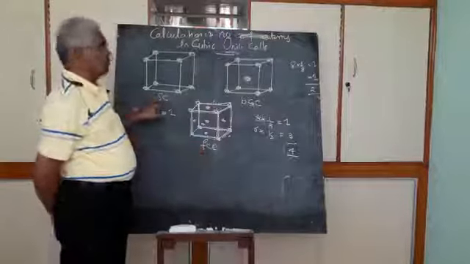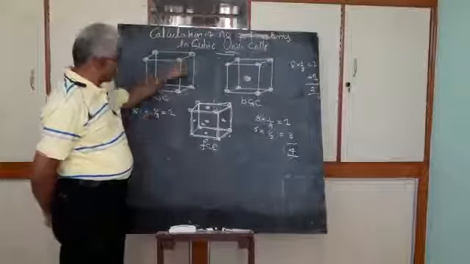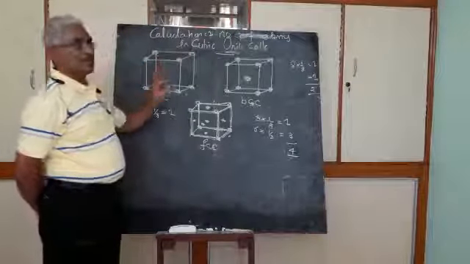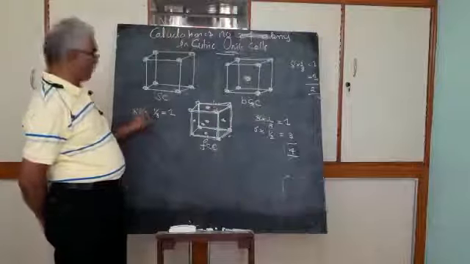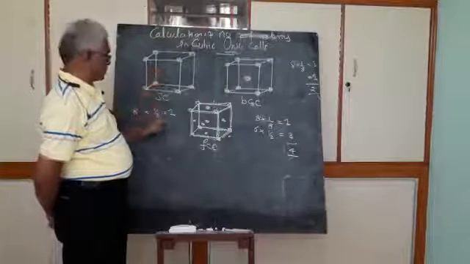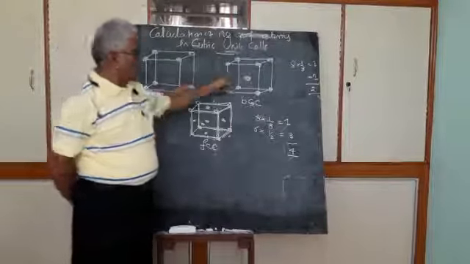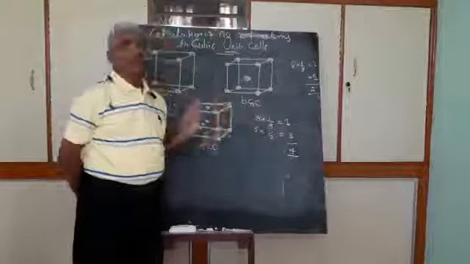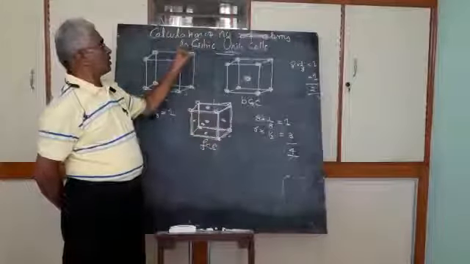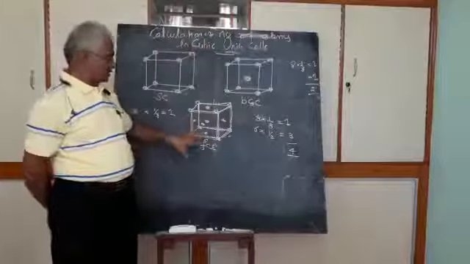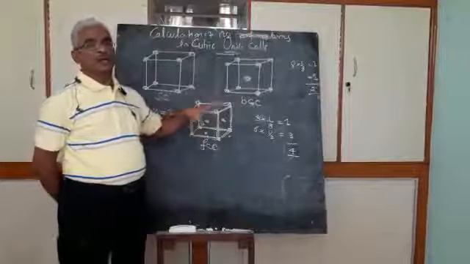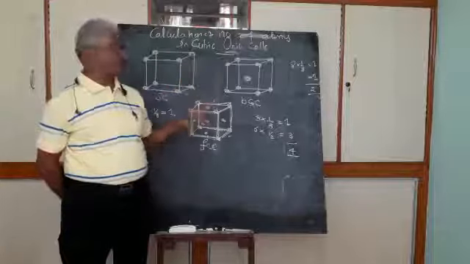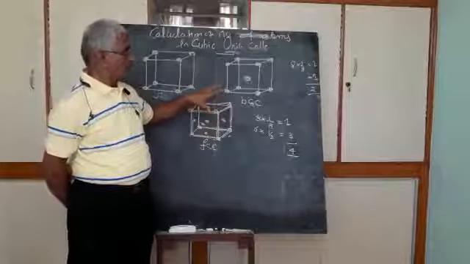So SC unit cell, of course 8 atoms constitute the unit cell, but share for each atom the share is only 1/8. That means total number of atoms present is only 1. Likewise here BCC 2, FCC 4. So this is about calculation of number of atoms in cubic unit cell. This calculation gives an idea about the formula of the compound in which the unit cell is present. So this is an important calculation. Try to understand this.